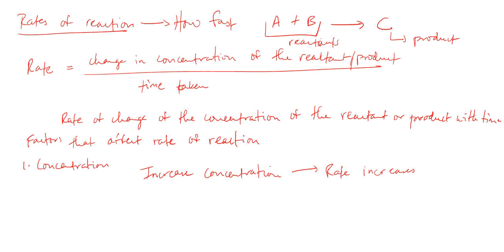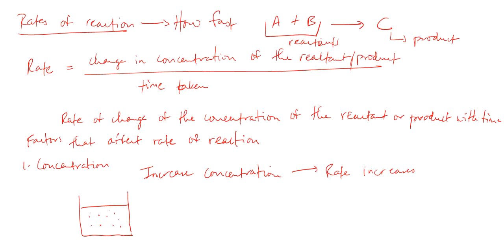Why does that happen? We usually use the collision theory to explain this. If you have a container here with lots of particles of A and B, in order for them to react, they need to collide with each other. So when we increase the concentration, we are actually increasing the number of particles per unit volume. If we increase the number of particles per unit volume, we are increasing the frequency at which we have collisions. And because we have an increasing frequency of collisions, the rate of reaction increases.